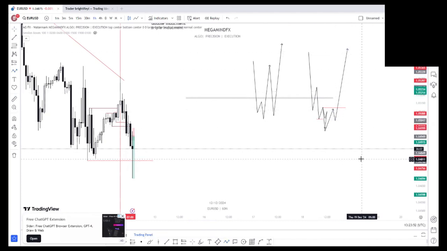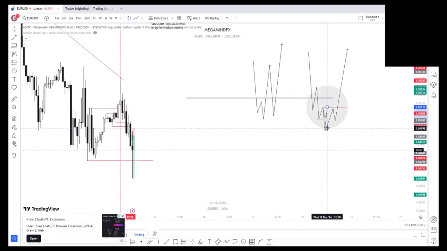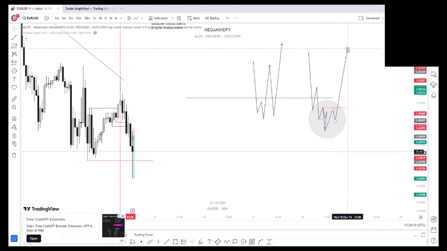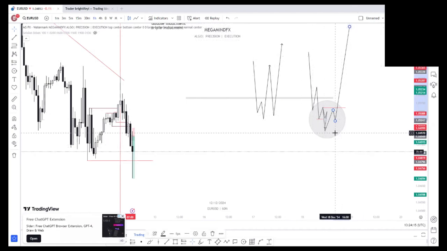This scenario I just gave you, this here, is the most powerful. Triple inducement is so powerful that this can target a higher time frame liquidity, maybe a 4H or daily liquidity. This buy can be so hard that it can go for higher time frame liquidity.